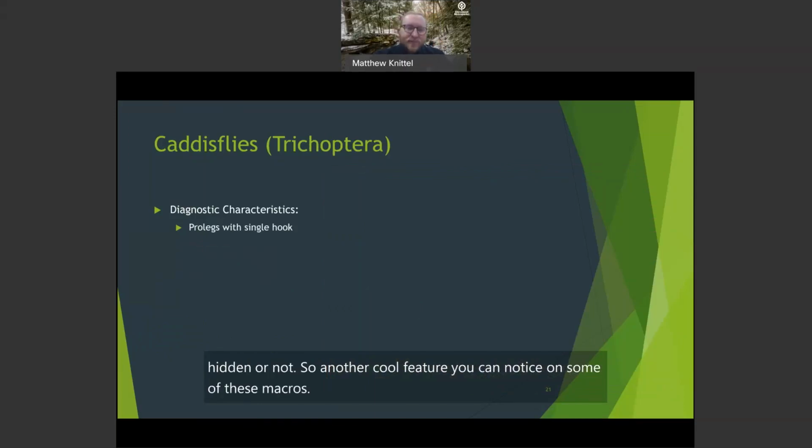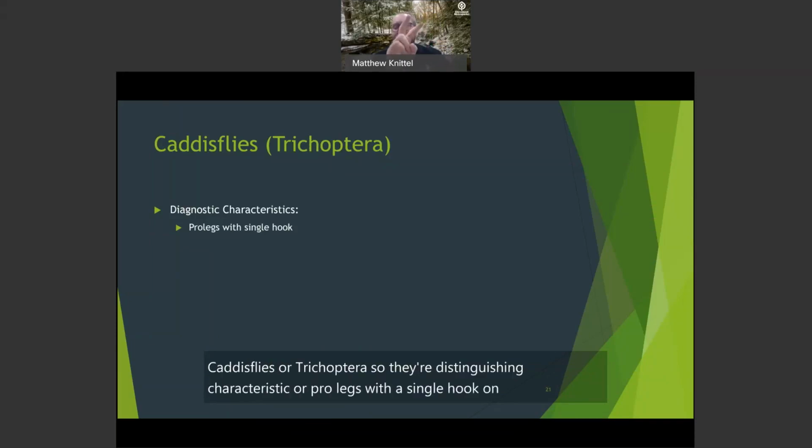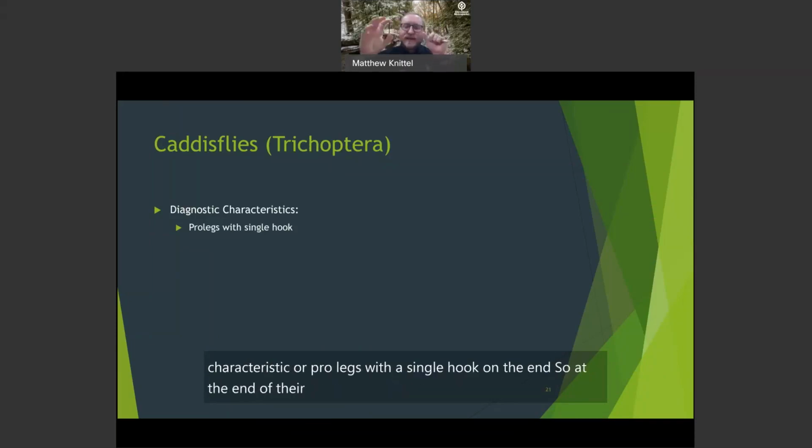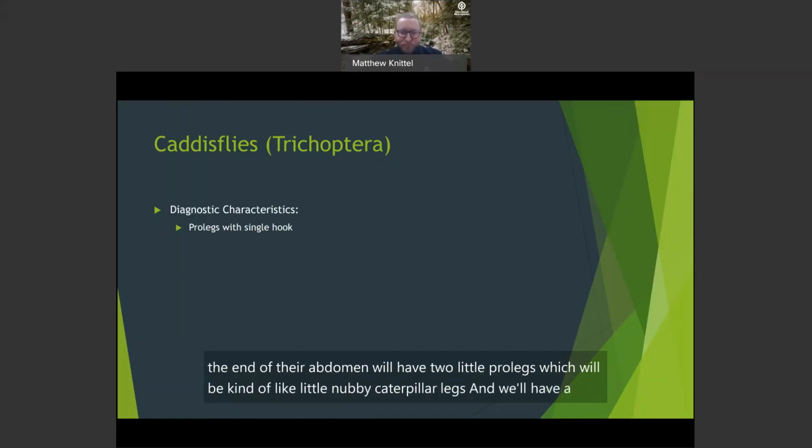Caddisflies, or Trichoptera. So their distinguishing characteristic are prolegs with a single hook on the end. So at the end of their abdomen, they'll have 2 little prolegs, which will be kind of like little nubby caterpillar legs. And they'll have a little single hook on each of those.